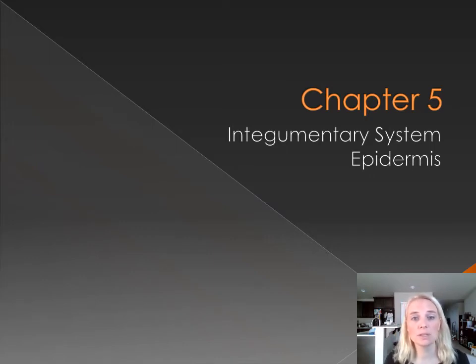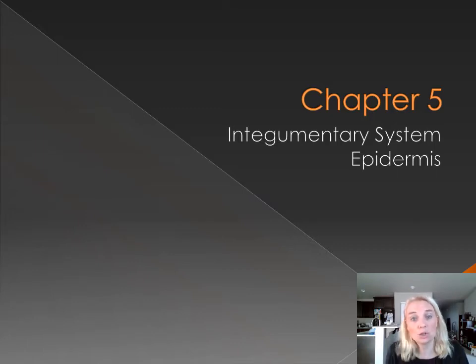So the integumentary system includes the cutaneous membrane and accessory structures. So that's our two big components, but we can dive into that a little bit further. If you remember, in the middle of chapter 4, when we got done talking about connective tissues, we mentioned 4 types of membranes: mucous membranes, serous membranes, cutaneous membrane, and synovial membrane. The cutaneous membrane is a membrane because it has an epithelial component and a connective tissue component.